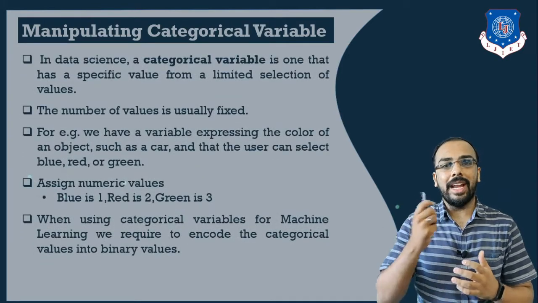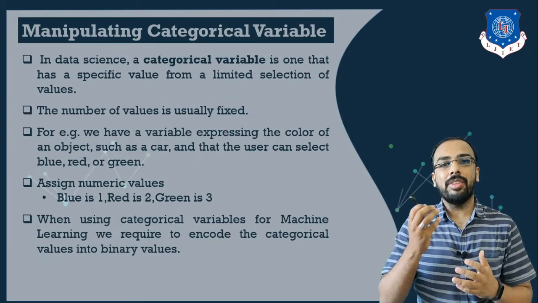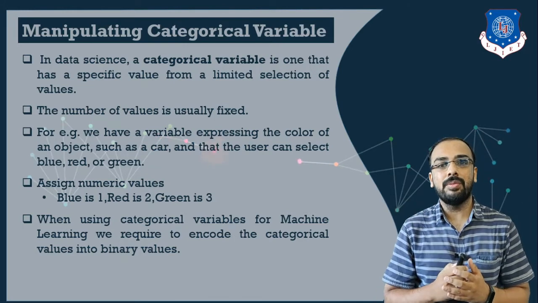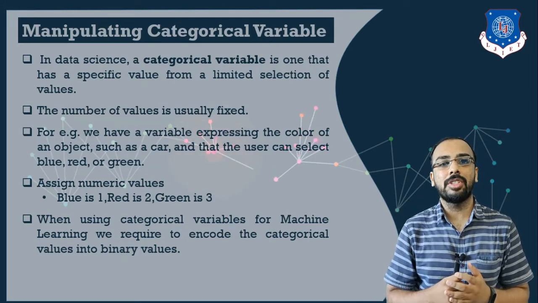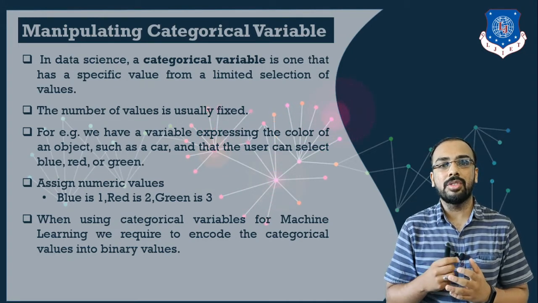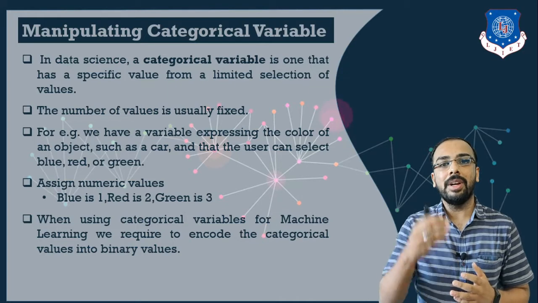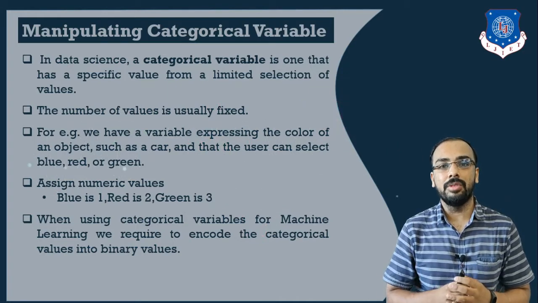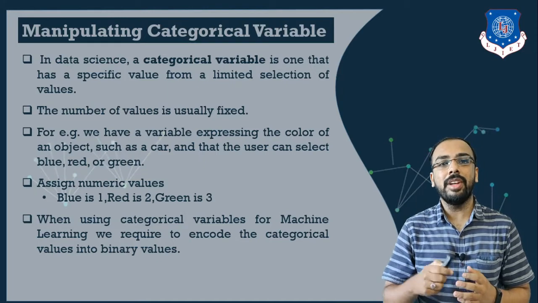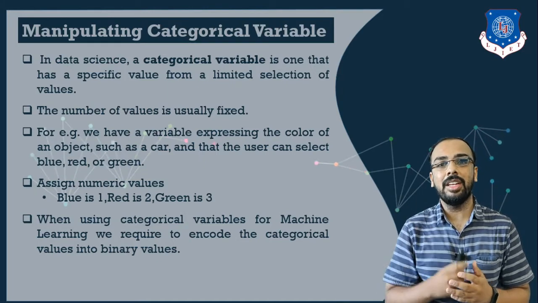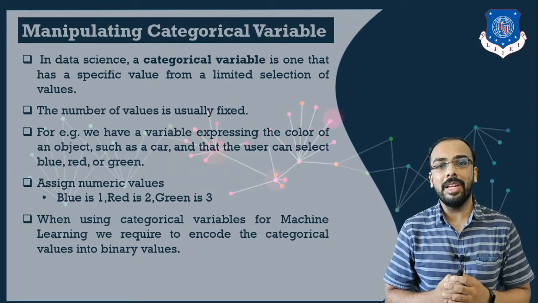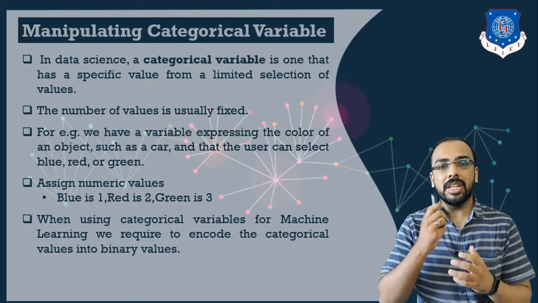So what is a categorical variable? Whenever we are working in a data science project, a categorical variable is one which will always have some specific value from a list or a set of values. Now the set of values will always be fixed. So if we determine that we have three different values, throughout our program these three values will remain fixed.